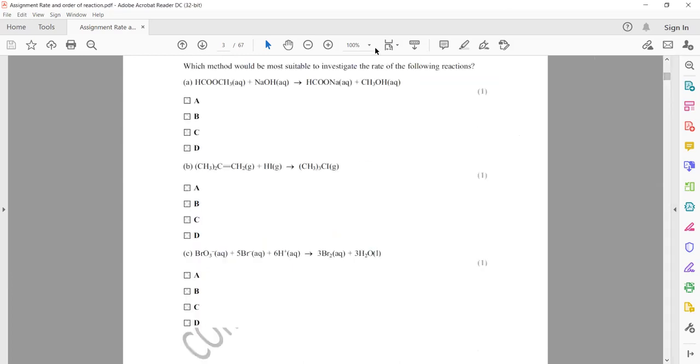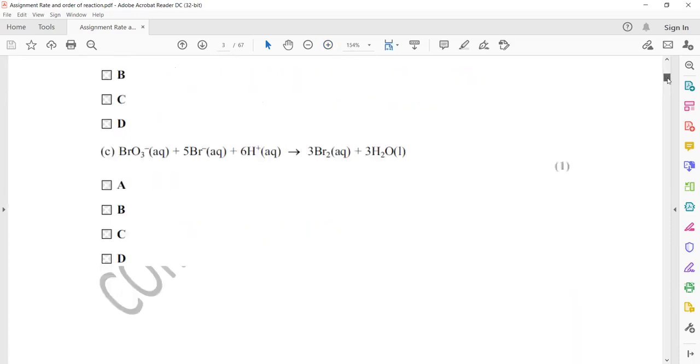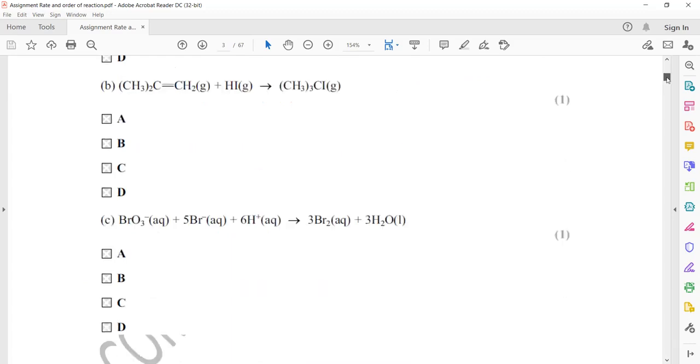Then BrO3 with a charge of -1 reacted with bromide ion in the presence of acid gives bromine. So bromine is there in the aqueous state. It is orange in color. Yeah, so a colorimeter can be used. That's why A can be the right answer for this.